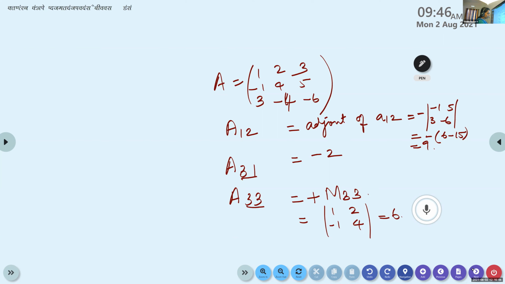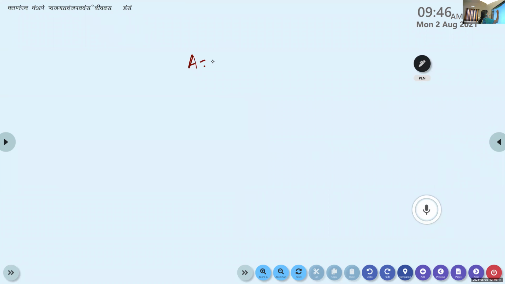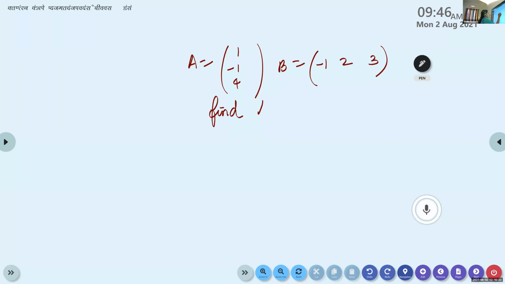Write the next one. A is equal to matrix 1, minus 1, 4. B is equal to matrix minus 1, 2, 3. Find AB. So what is the order of the matrix A here? How many rows are here? 3 by 1, isn't it? B is a matrix of order 1 by 3. So what will be order of AB? It will be a 3 by 3 matrix. Find out what is AB.